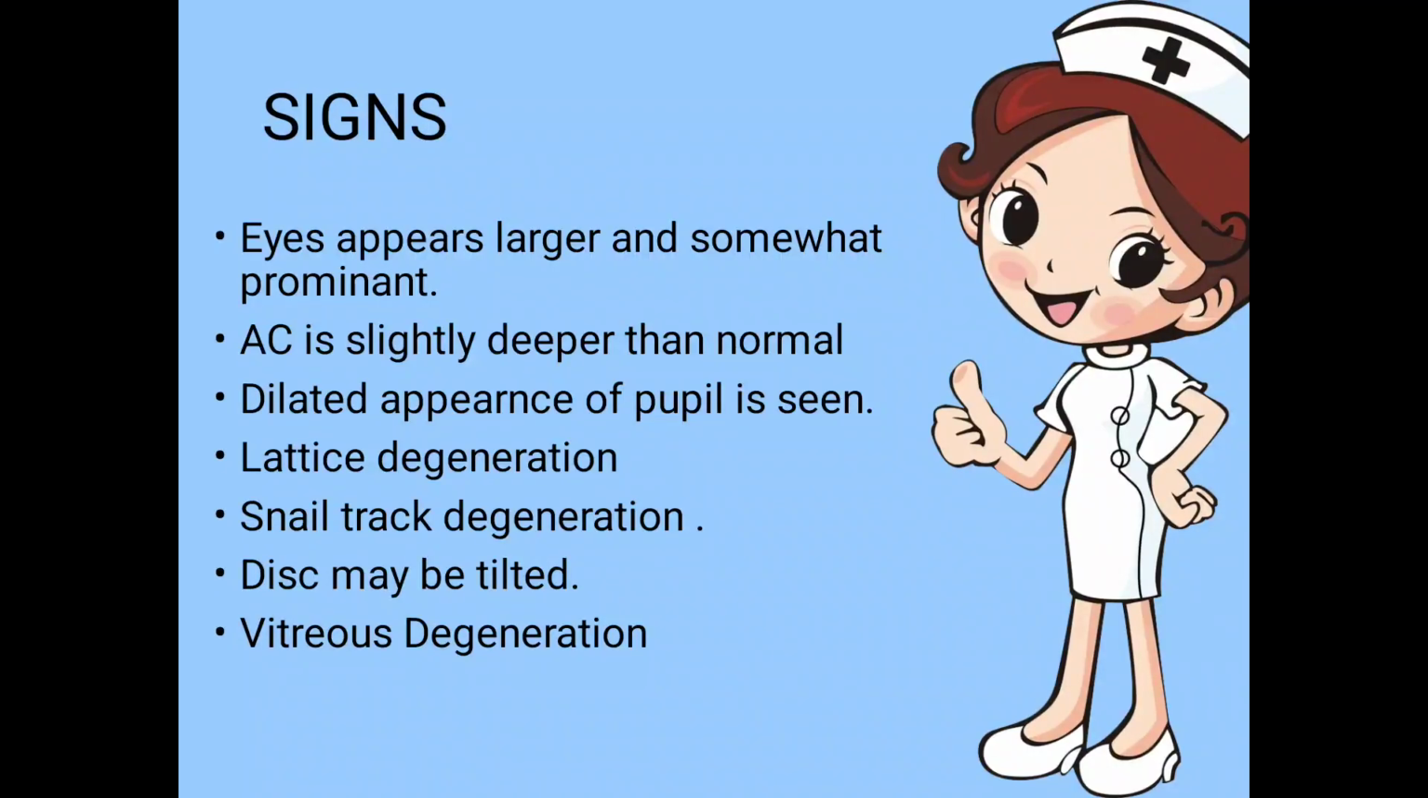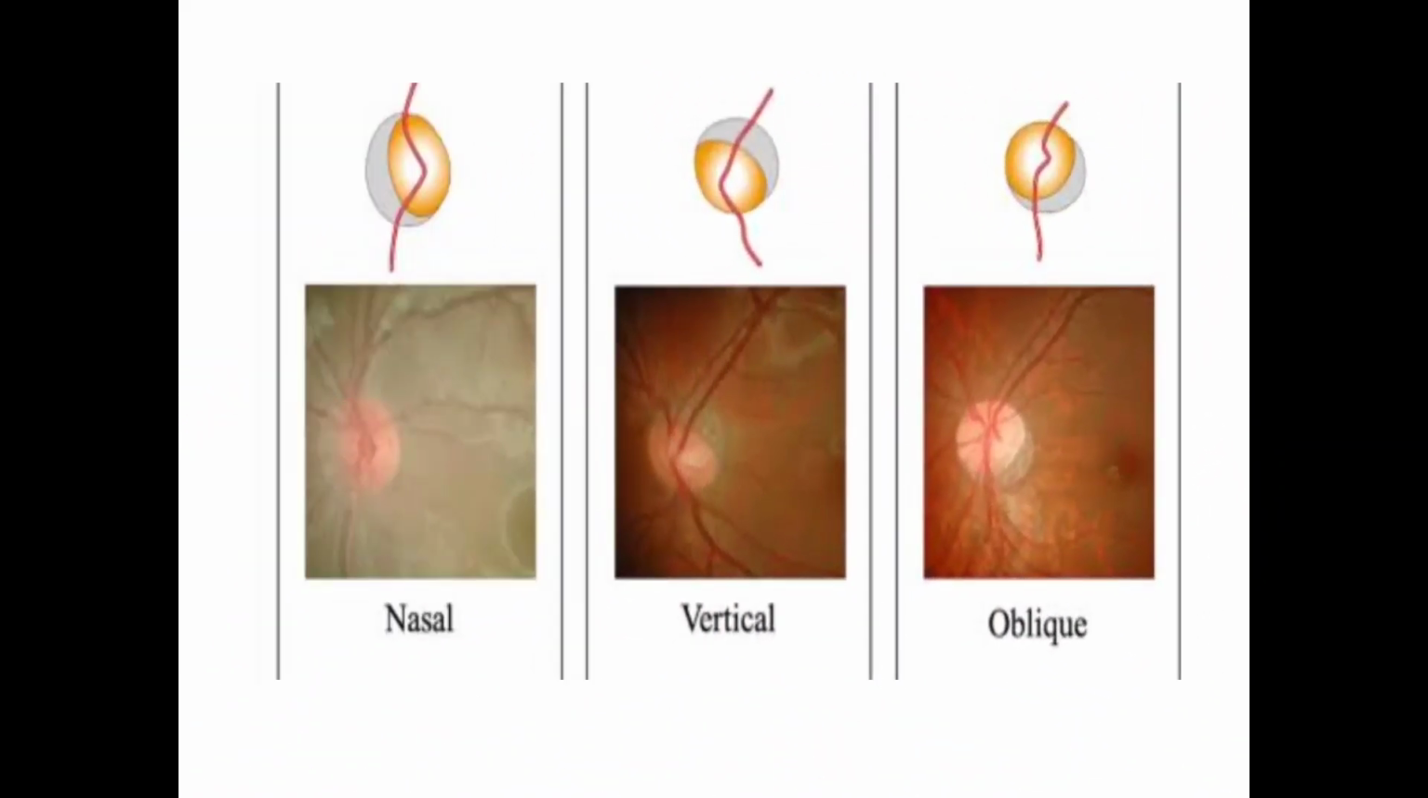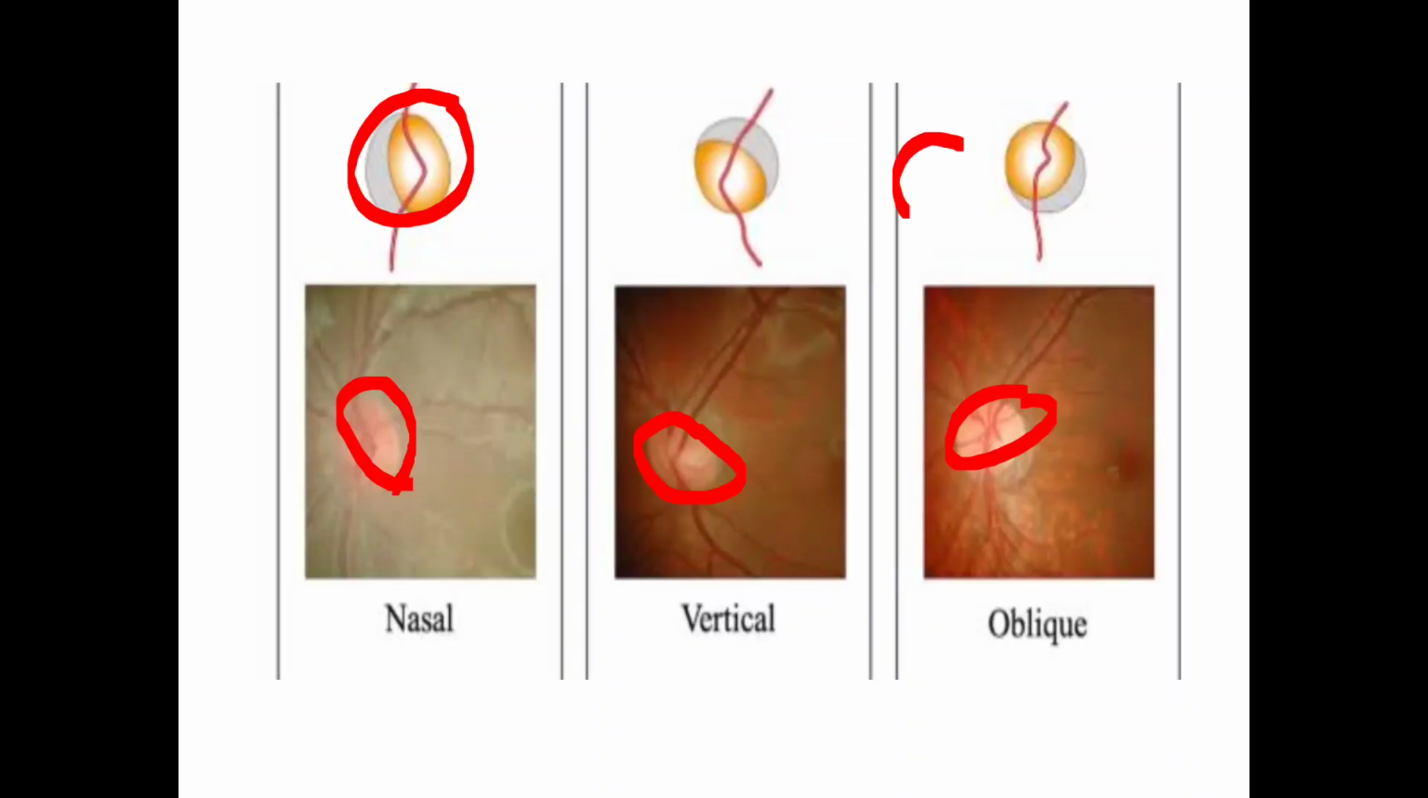Lattice degeneration, as I have already explained. Snail track degeneration. Next one, the disc may be tilted. So there is a presence of the disc. This disc is nasally tilted. You can see this shape of the disc is nasally tilted. This one is vertically tilted. This one is obliquely tilted. So in this way the disc becomes tilted. Normally the disc is circular in shape.